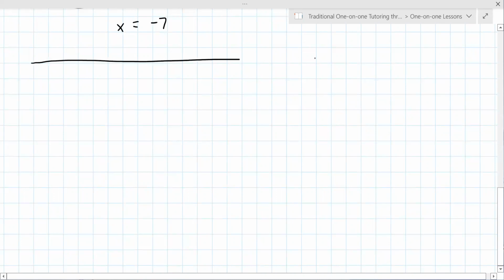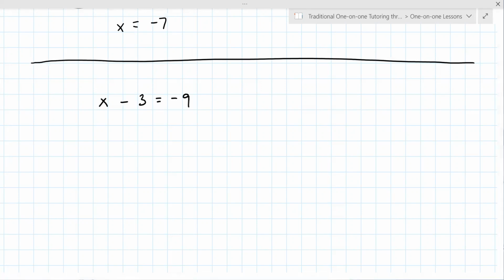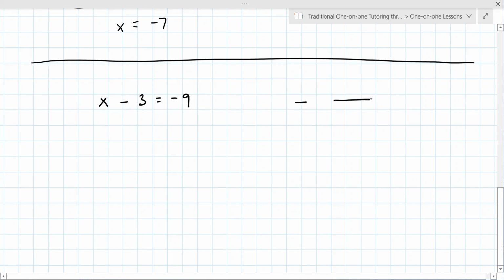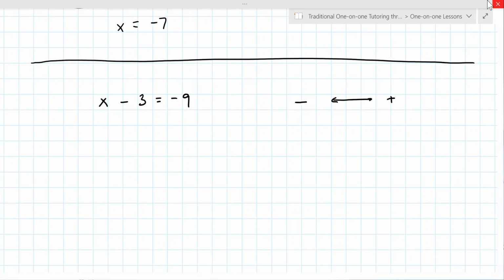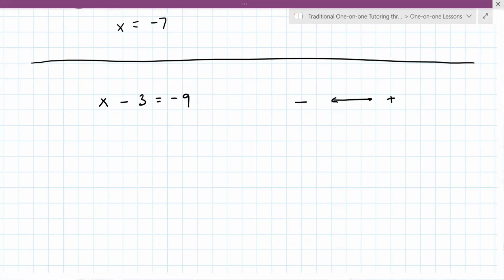Okay, so let's move to some solve-by-adding problems. So let's say I give you something like this: x minus 3 equals -9. Where should your attention be? Should it be on the -9 or the subtract 3? Subtract 3. Yeah, and again, you undo subtraction with addition, and you undo addition with subtraction. So you can do +3. You're going to add 3 to both sides.